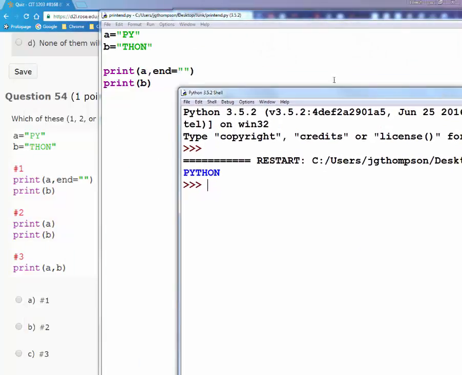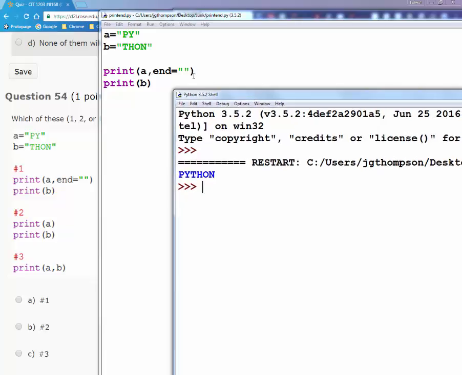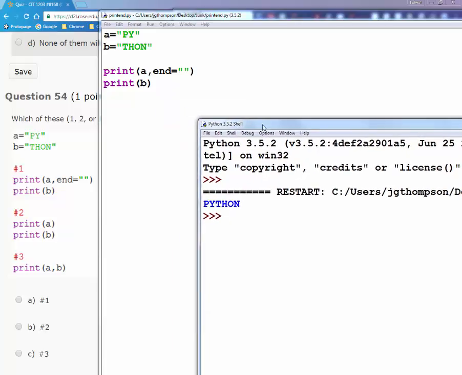Why? Because normally the print statement forces a new line at the end of it. But if you add this end equals argument, it says I don't want a new line, I want something else. In this case, the something else is nothing, it's an empty string. But we could put something else there.